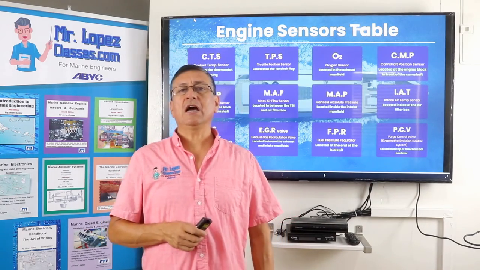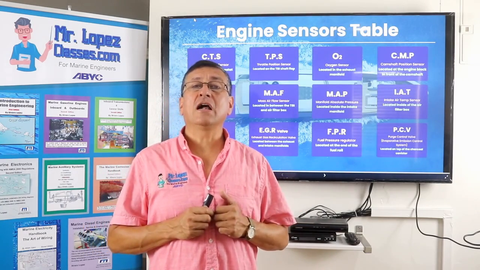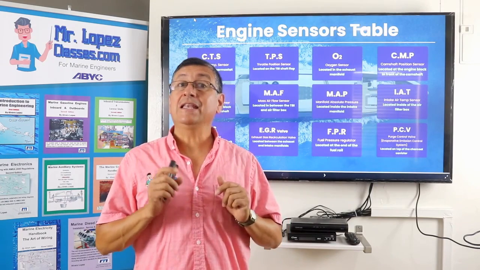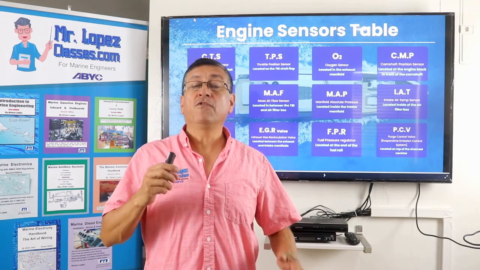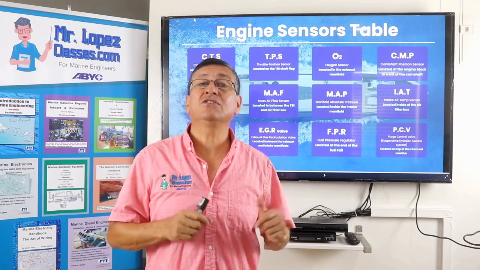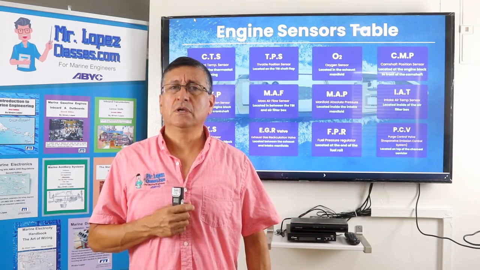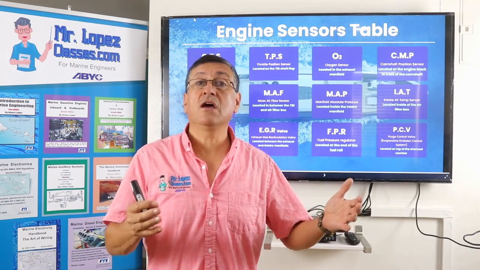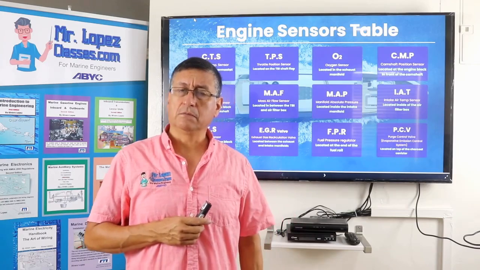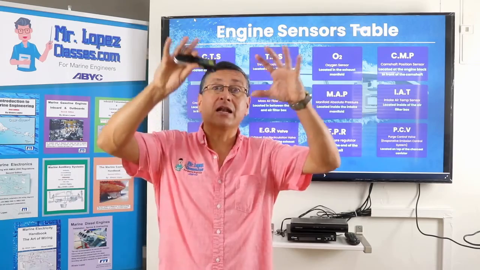Let me explain something about the sensors. The sensors are points of reference of the computer. The computer needs the sensors in order to take decisions. For the computer, it's impossible to take decisions about increasing the RPMs, decreasing the RPMs, increasing the amount of fuel, decreasing the amount of fuel, if the sensors never send the appropriate signal. Yes, the sensor is a vital component in the harness.